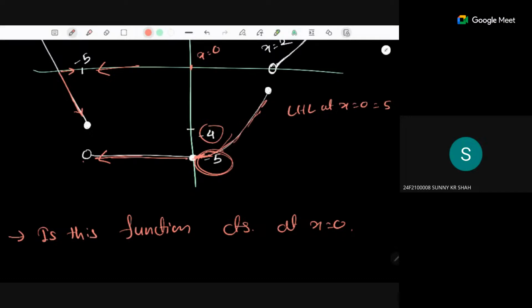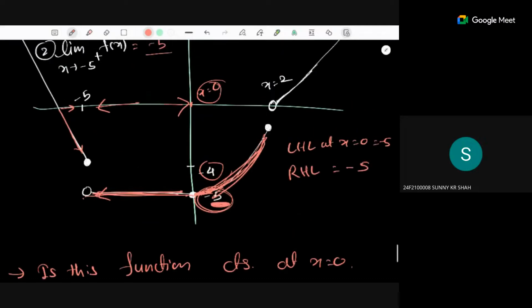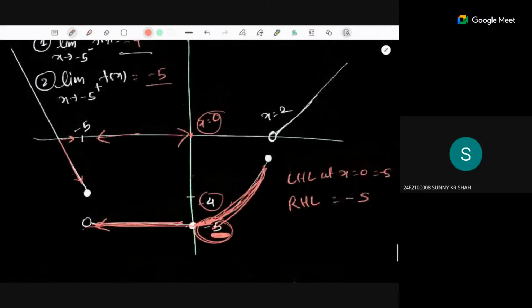So here the left hand limit at x is equals to 0 is -5, right? Because if we approach x is equals to 0 from the left hand side, we need to follow this line segment, and this line segment is approaching the value -5. So the left hand limit is -5. Similarly, the right hand limit is also -5 because we need to follow the parabola, but the parabola is also approaching the point -5. Right? So if you can solve such types of problems, you're good to go for limit and continuity.